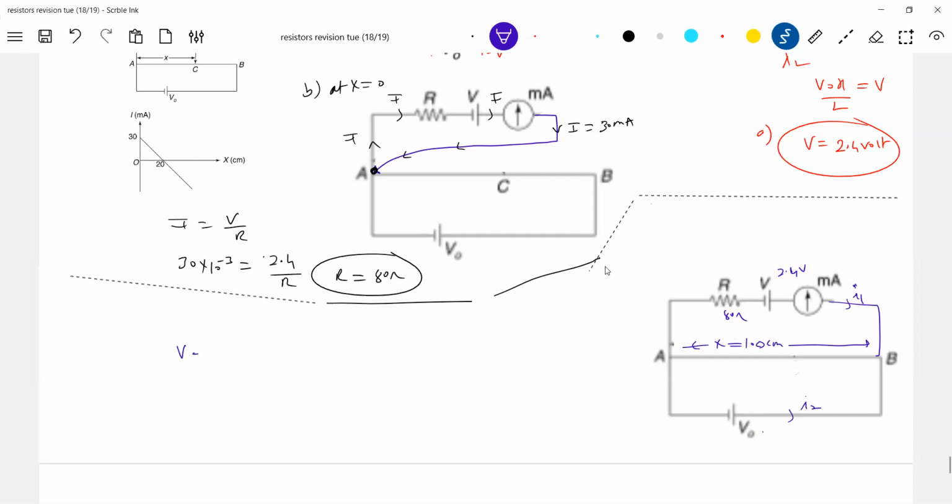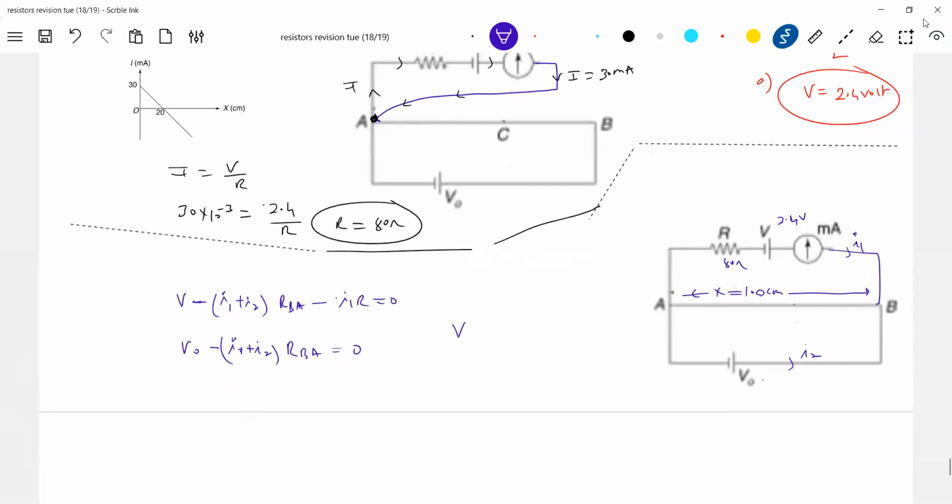So the expression will be V minus I1 plus I2 into RBA minus I1 into R equal to 0. There's one equation: V naught minus I1 plus I2 into RBA equal to 0. The best thing is, you know I1 plus I2, so you can write V0. You directly get I1. No need to do any mathematics here. Minus V0. Anybody value? 120 milliamperes. Negative, no?